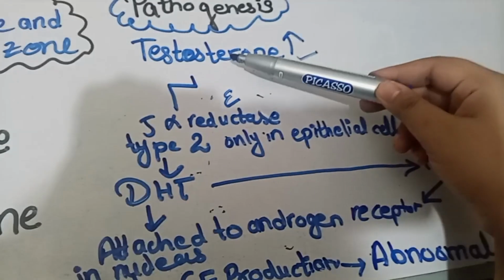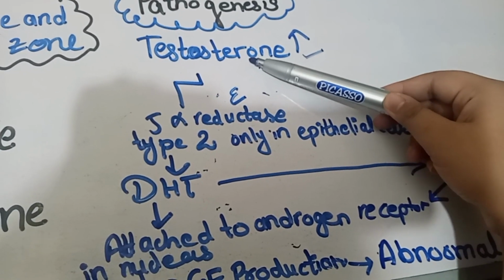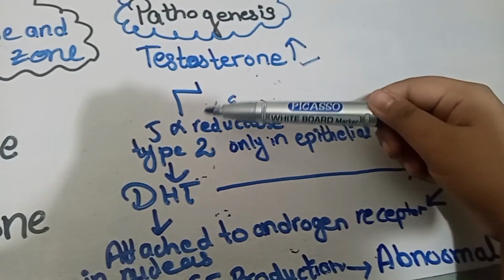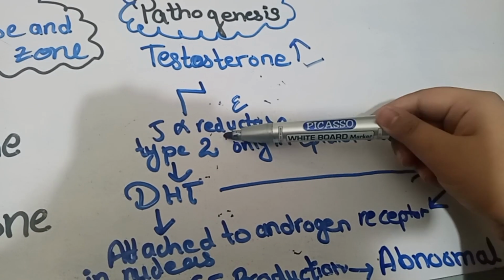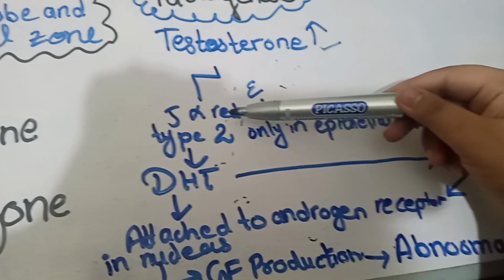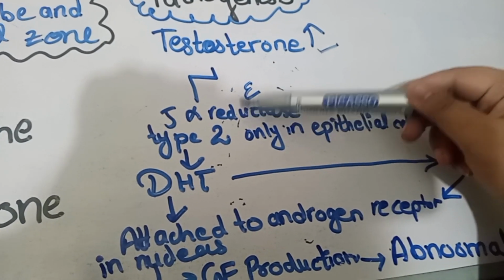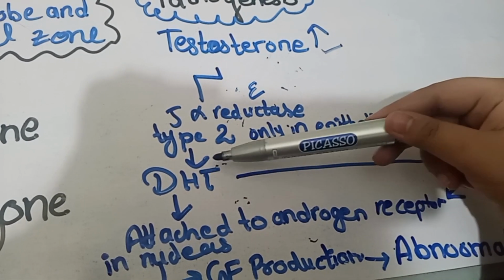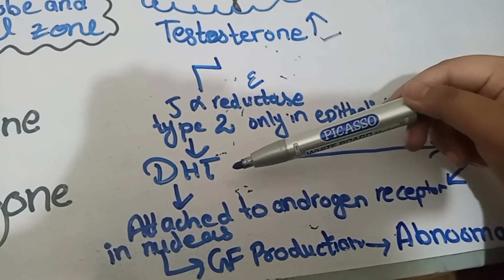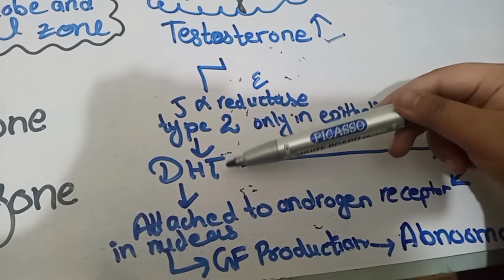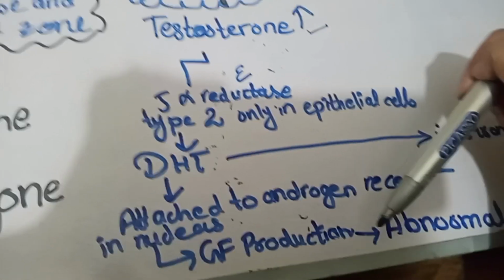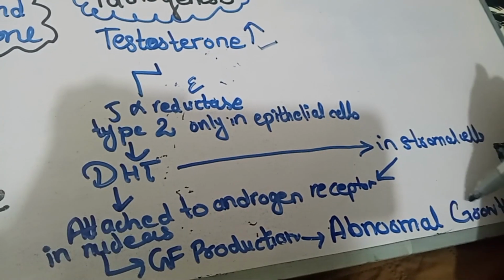Once again, if there is an increase in testosterone, in the epithelial cells of the prostate we have 5-alpha reductase type 2. It converts testosterone into dihydrotestosterone, and this dihydrotestosterone attaches to the androgen receptors on the nucleus of the epithelial cells, and there will be growth factor production and abnormal growth in the epithelial cells.